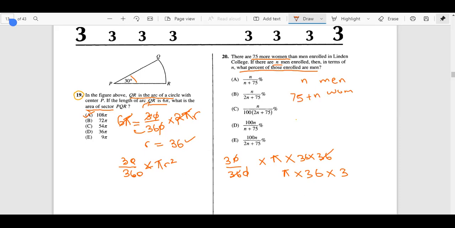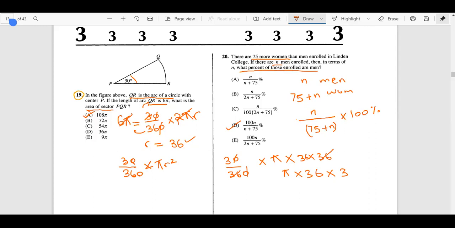Now to find the percent of the enrolled men, we have n men divided by 75 plus n into 100%, right? So D would be the answer. Is this clear? Okay, yes, ma'am. Just a second.